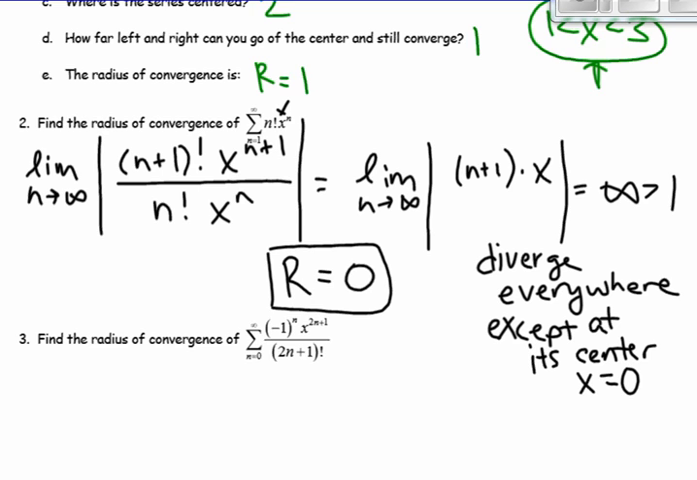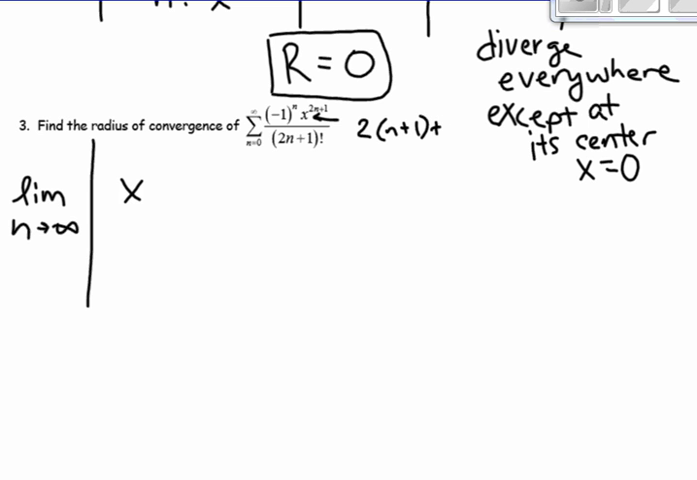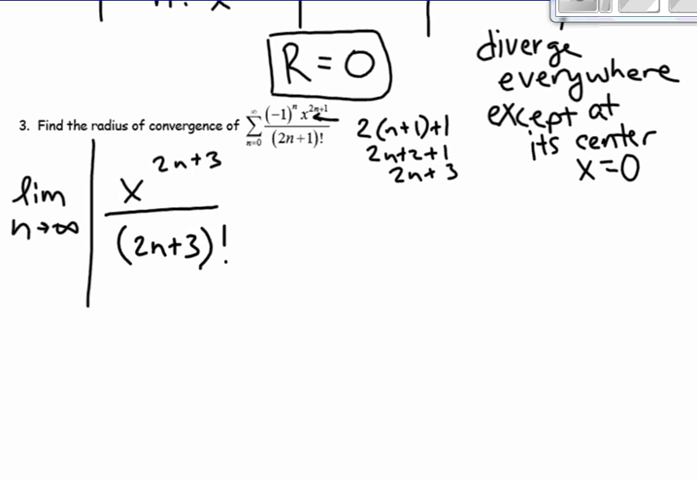Okay? All right, third example, find the radius of convergence of this series. And again, it's a power series because you see that x sitting there. So we have the limit as n approaches infinity. Since we're taking the absolute value, we can ignore the negative 1 to the n. So this is going to be x to the 2n plus 1. When I replace the n with n plus 1, you're going to get 2n plus 2 plus 1, therefore 2n plus 3. So that would be the n plus 1 term. So it'll be x to the 2n plus 3 divided by (2n plus 3) factorial.